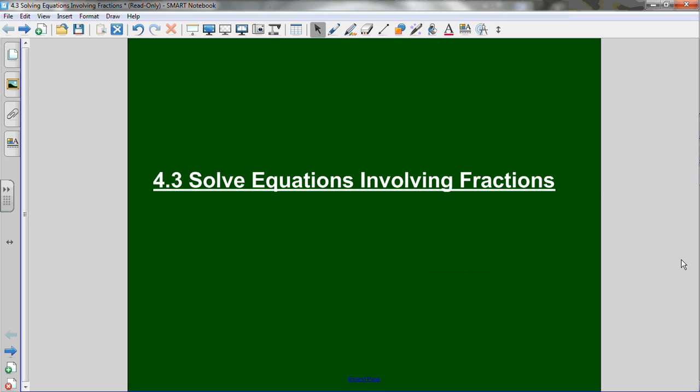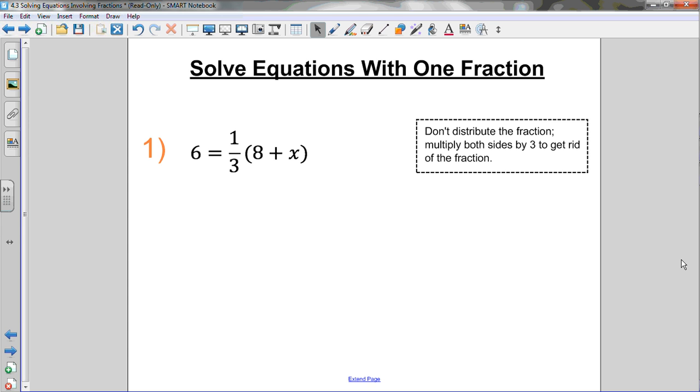Here's a lesson for section 4.3, solving equations involving fractions. So up until now we've learned how to solve one- and two-step equations, solve multi-step equations, and now we're going to learn how to solve equations involving fractions. The first part we're going to do is learn how to solve equations involving one fraction.